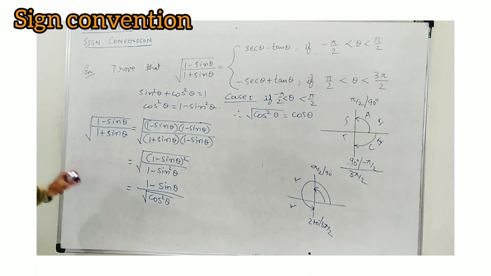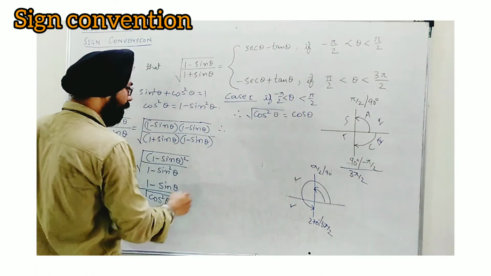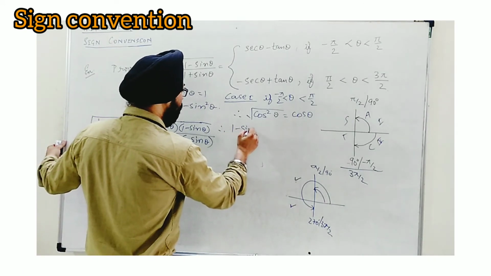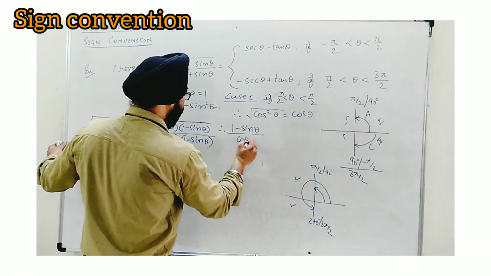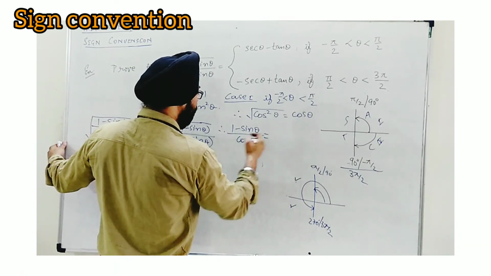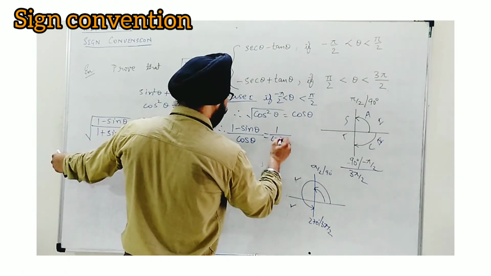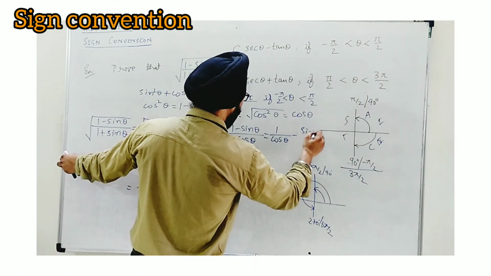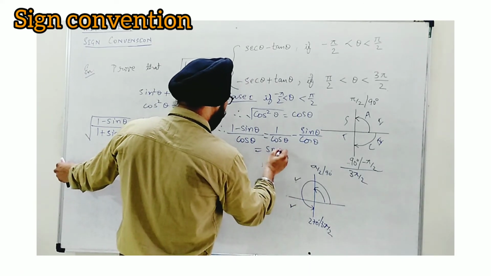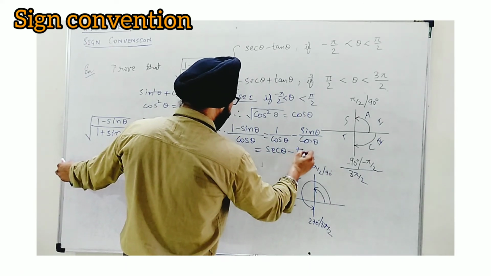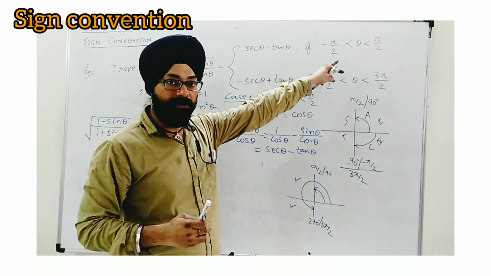Therefore we can write 1 minus sine theta upon cos theta, which can be separated into two terms: 1 upon cos theta minus sine upon cos theta. 1 upon cos is sec theta, and sine upon cos is tan theta. Now you can see we have obtained the value according to the first condition.